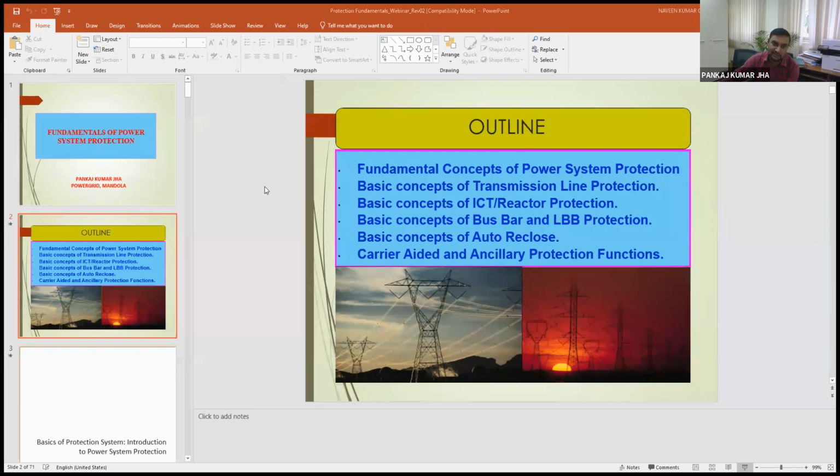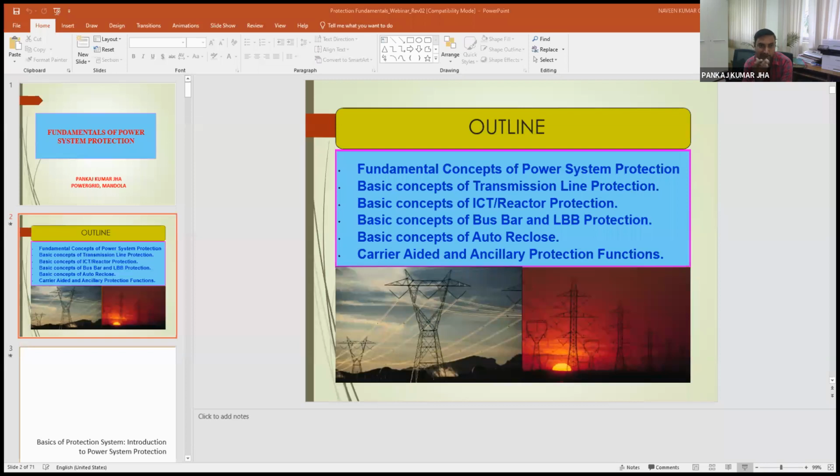So this is a very basic definition that has been taken from the book Art and Science of Protective Relays. The function of protective relaying is to cause the prompt removal from service of an element of a power system when it suffers a short circuit or when it starts to operate in any abnormal manner. So we have to isolate a part of the system whenever it suffers a short circuit or whenever it starts to operate in any abnormal manner.